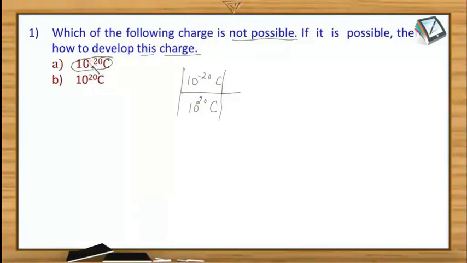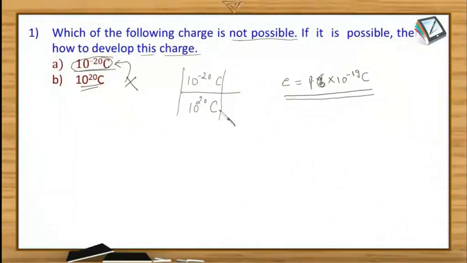Is there a way to develop this particular charge 10 raised to the power minus 20 coulomb or this particular charge? So where is the problem? The problem is that the minimum possible value of the charge is the electronic charge. So it is 1.6 into 10 to the power minus 19 coulomb. It is the minimum possible charge that can exist independently. And here it is 10 to the power minus 20. So existence of this charge is just not possible.